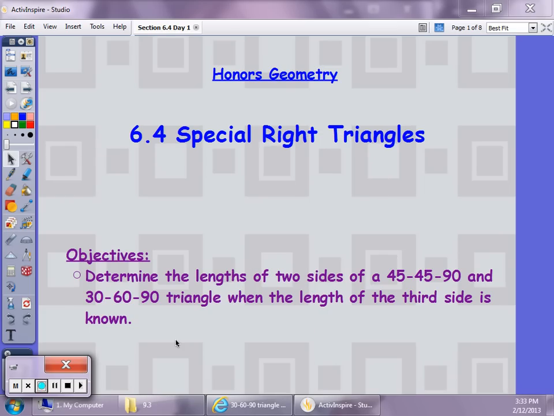Today's honors geometry lesson is on section 6.4, special right triangles. The objectives are to determine the lengths of two sides of a 45-45-90 and 30-60-90 triangle when the length of the third side is known.